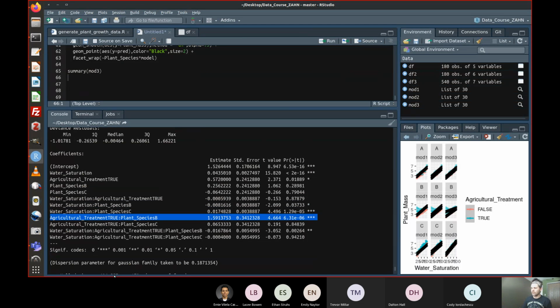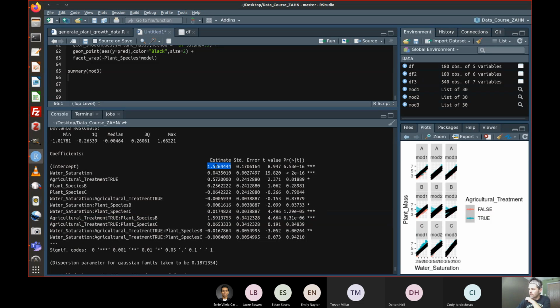And then this, what's that line mean? Agricultural treatment's effect on plant species B? The effect of agricultural treatment depended on plant species, with plant species B having a significant interaction. What it's saying, in a mathematical sense, is that for plant species B, the slope of the line depended on agricultural treatment. Okay, so this table, with all its confusing gobbledygook, is actually just mathematically describing the picture that we have.